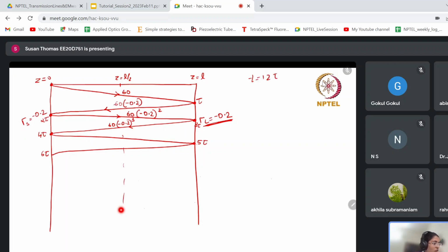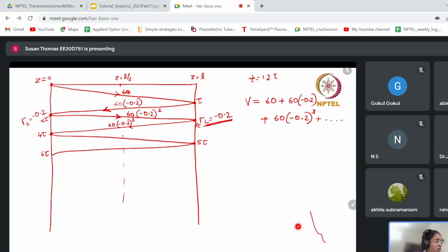Okay. What is the voltage at the middle of the transmission line? So let us write these voltages. Say the first voltage is 60. What will be the second? It is 60 into minus 0.2. Then the third one is 60 into minus 0.2 the whole square, and so on.